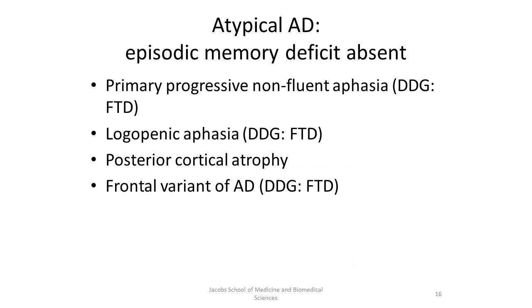And then you always have to keep in mind atypical Alzheimer's disease, and that's when the episodic memory deficit is absent. So it can be primary progressive non-fluent aphasia. For the differential, it's frontotemporal dementia, frontotemporal lobar degeneration. You can have logopenic aphasia in Alzheimer's, a differential diagnosis to frontotemporal dementia.